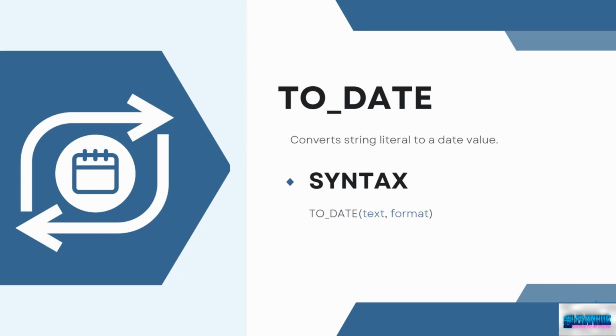The following illustrates the syntax of this function: to_date(text, format). The to_date function accepts two string arguments. The first argument, text, is the string that you want to convert to a date. The second one is the input's format. This format must match the text field's date format, or the function won't work properly.